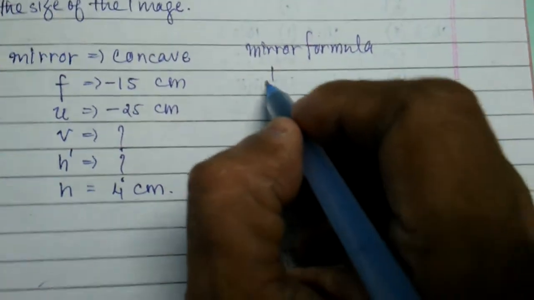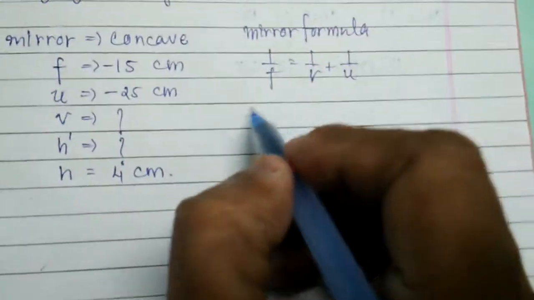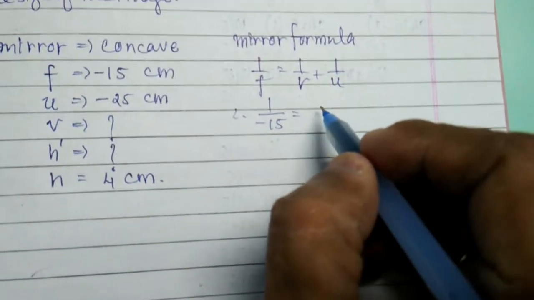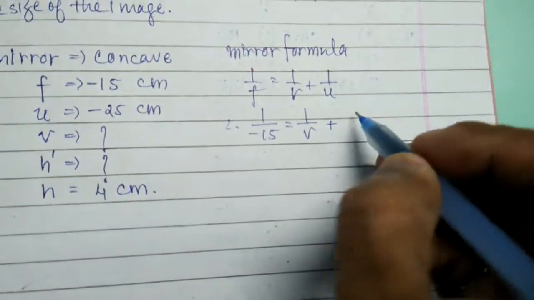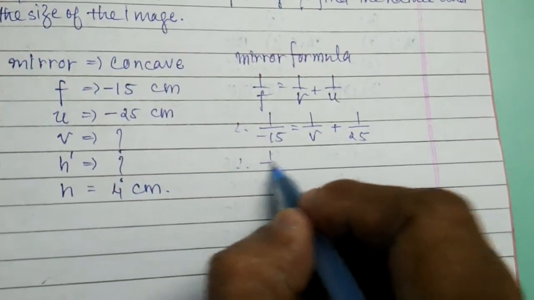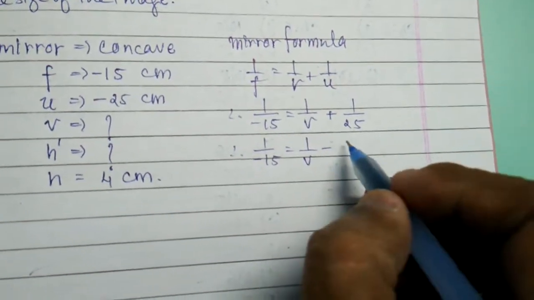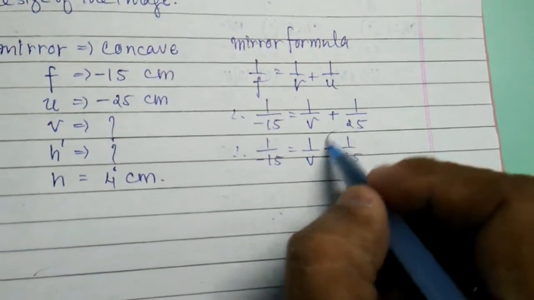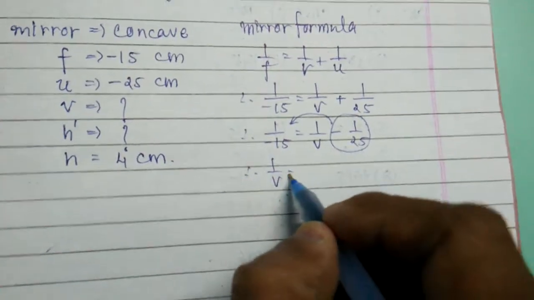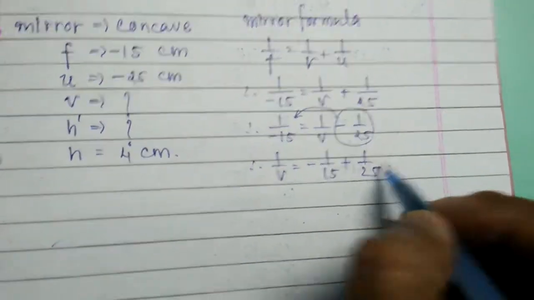Mirror formula: 1 upon f is equal to 1 upon v plus 1 upon u. 1 upon f is 1 upon minus 15, 1 upon v we have to find, and 1 upon minus 25. So 1 upon minus 15 is equal to 1 upon v plus minus 1 upon 25. Now 1 upon 25 should be placed here. So 1 upon v is equal to minus 1 upon 15 plus 1 upon 25.